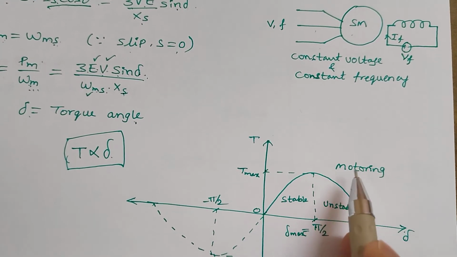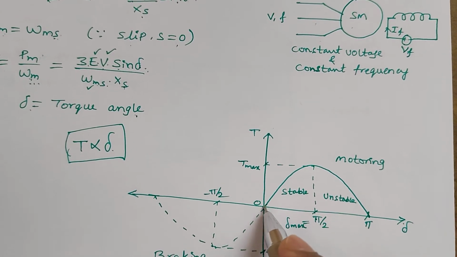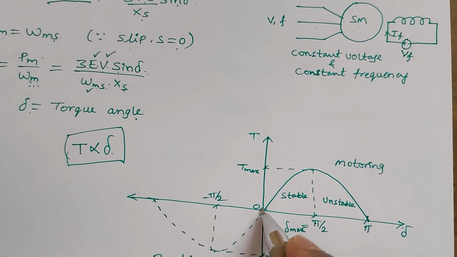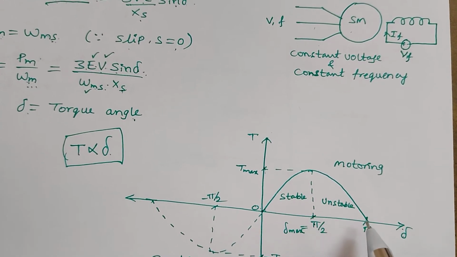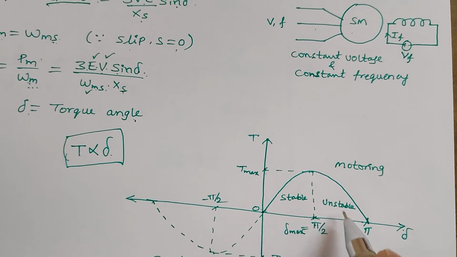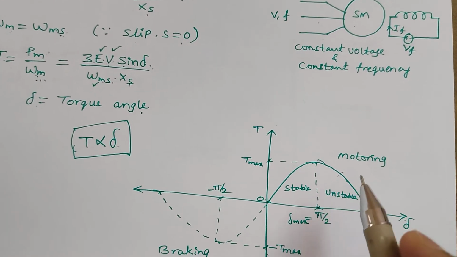In the first quadrant we get the motoring characteristics. As your load angle or torque angle increases, your torque increases. This is a stable region. Whereas from pi by 2 to pi, as your load angle increases, your torque decreases. That's why this is the unstable region.